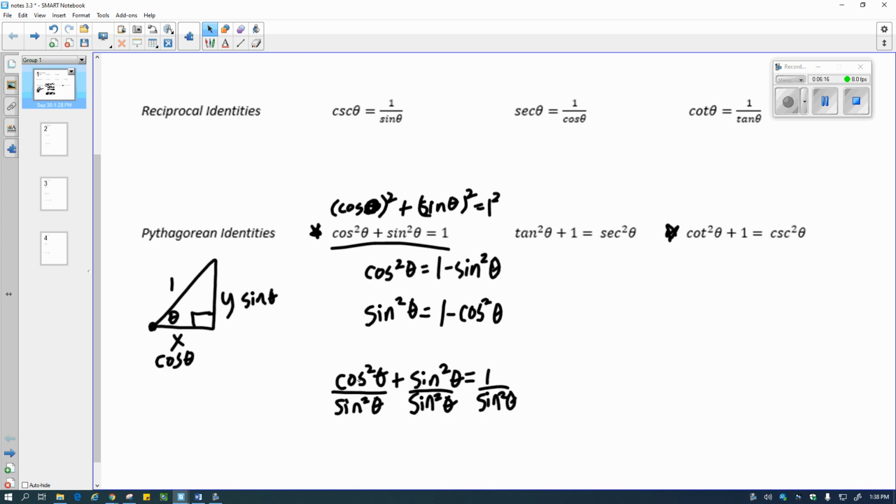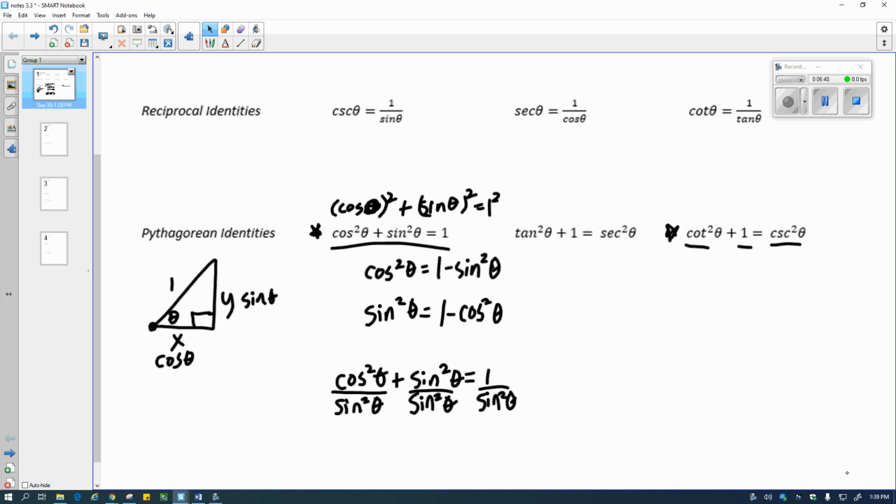Well, what's cosine over sine? Cosine over sine is cotangent, so cosine squared over sine squared would be cotangent squared. What's something over itself? 1, so sine squared over sine squared is 1. That's how we get that second part. So cotangent squared plus 1. And then the last part is 1 over sine squared. Well, 1 over sine is cosecant, so 1 over sine squared must be cosecant squared. So that's just another variation of that function.